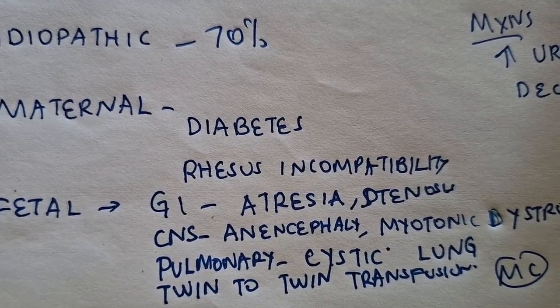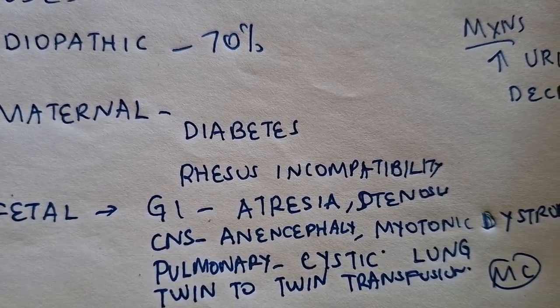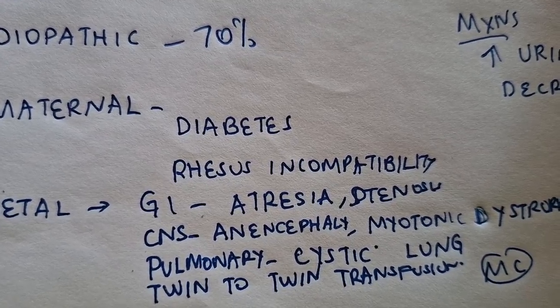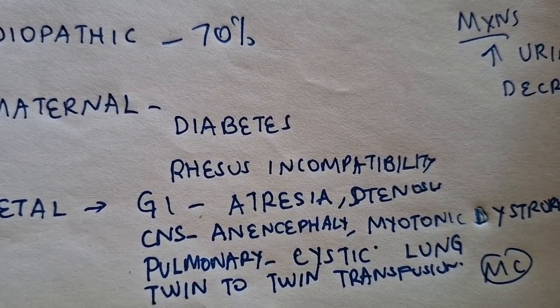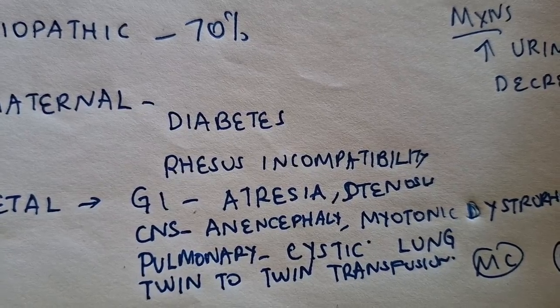Other causes are pulmonary, like cystic lungs, where when the baby swallows, some of the amniotic fluid goes into the lungs. And when we do not have absorption in the lungs, we may have increased amniotic fluid.